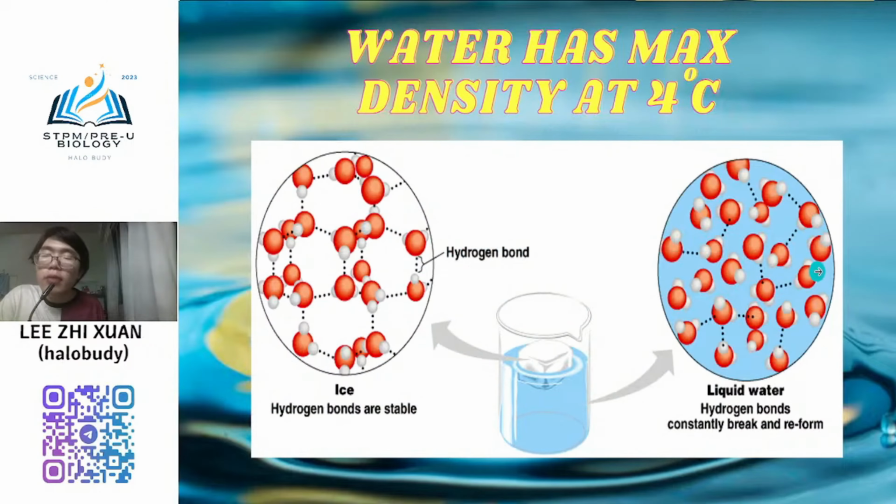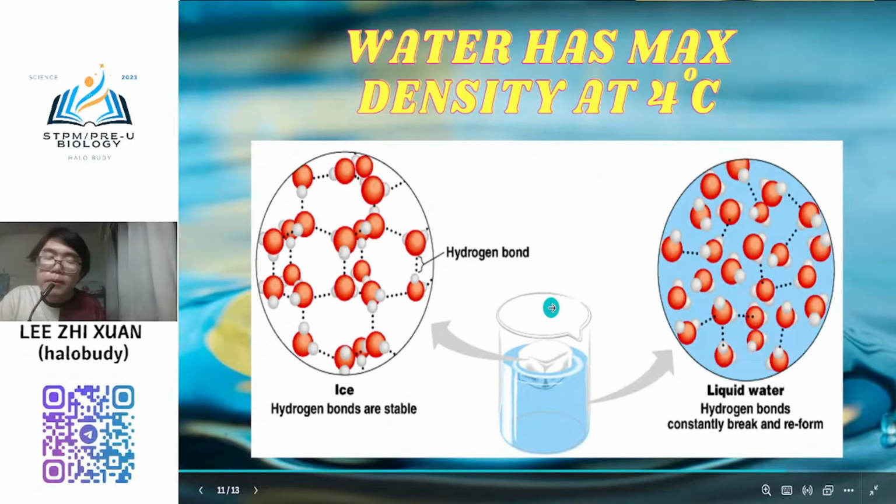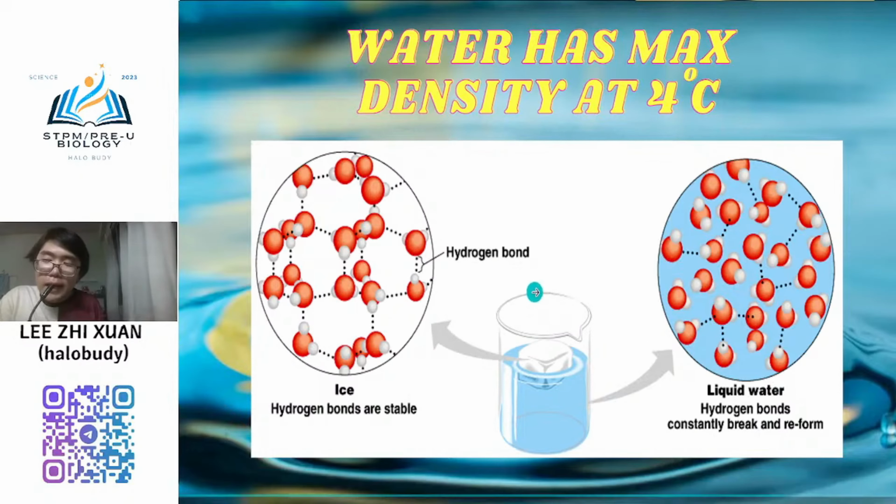And the final one, if no mistake, the final one: water molecule has the maximum density at 4 degrees Celsius. This is very special compared to other types of molecules. Others, we know that 0 degrees Celsius is the freezing point, right? We know that 0 is the freezing point of water.